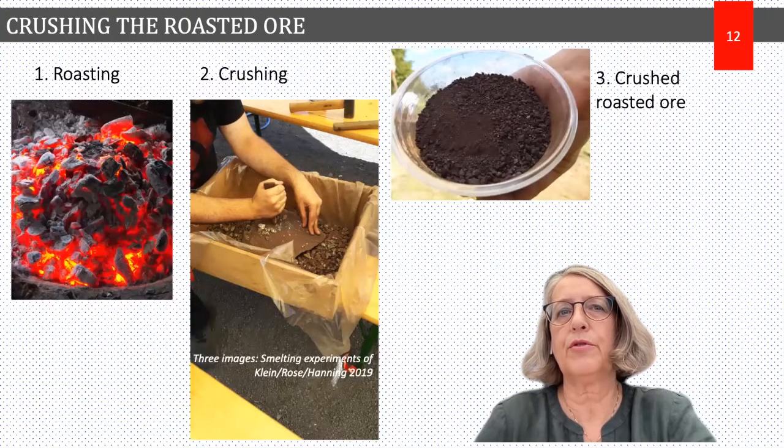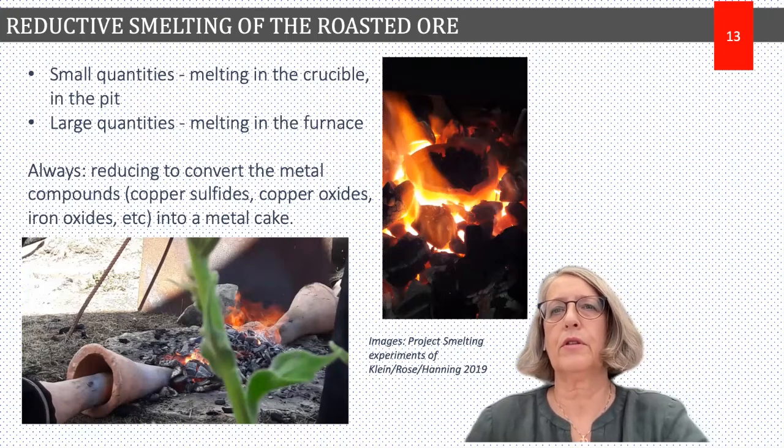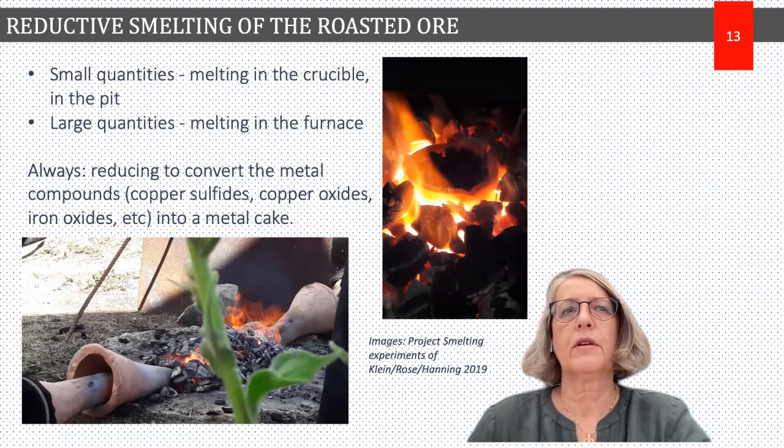After roasting the sulfide ore and converting it to oxide ore, the roasted material became much softer and easier to crush. It was crushed first by hand, as can be explored in experimental work, or later in large crushing mills. The crushed ore, which is roasted, is then smelted under reducing atmosphere in either crucibles in a pit fire or larger quantities in furnaces. Note that the reducing atmosphere is crucial to produce the metal.